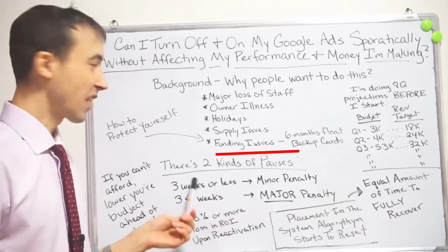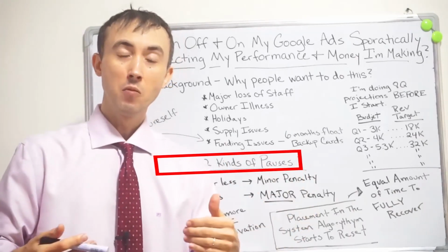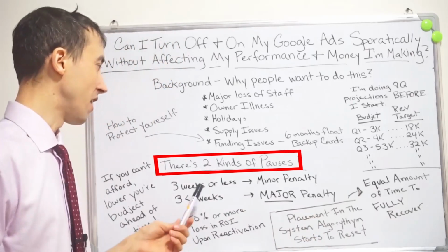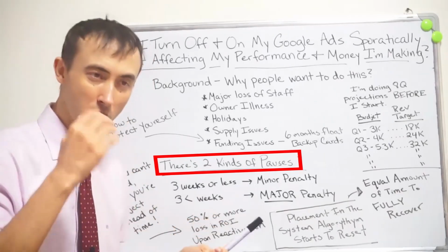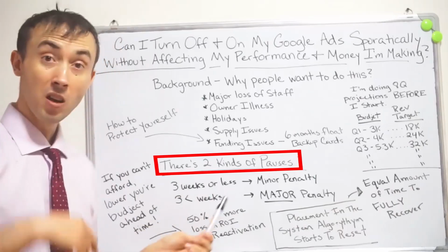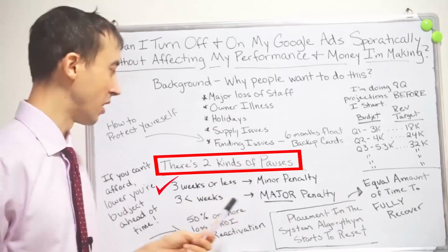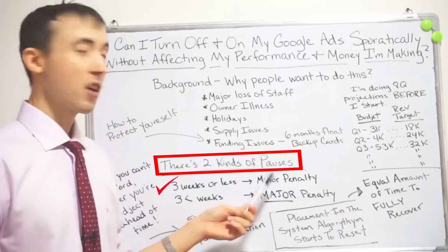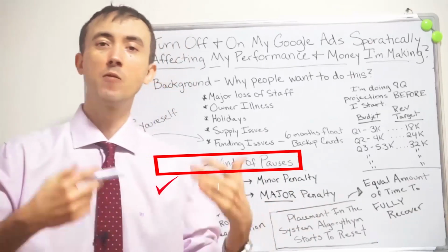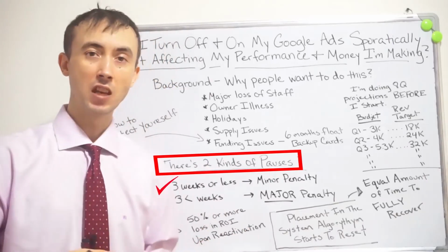But there are actually two different ways you can pause your ads and turn them back on. One leads to a penalty, one does not. This is basically an exact science: if you shut your ads off and turn them back on within 3 weeks or less, whether for any one of these issues, you're going to have a minor penalty, if basically nothing. Virtually speaking, no penalty if you get your ads turned back on within 3 weeks.